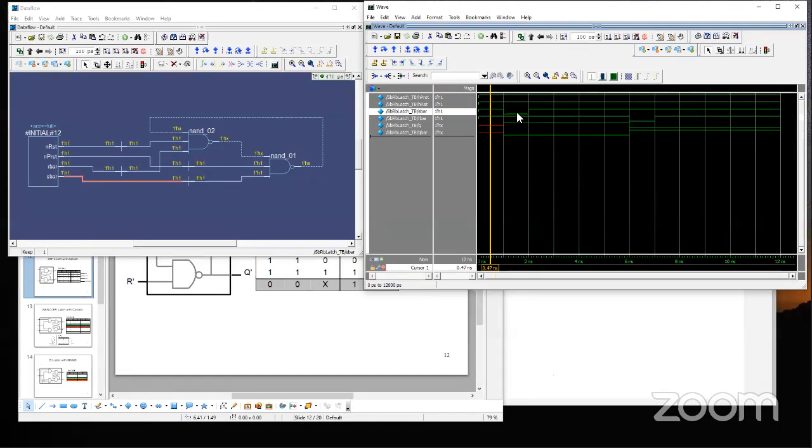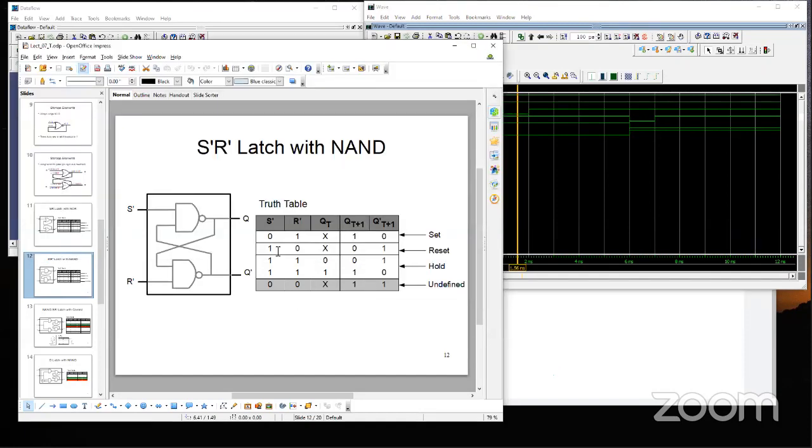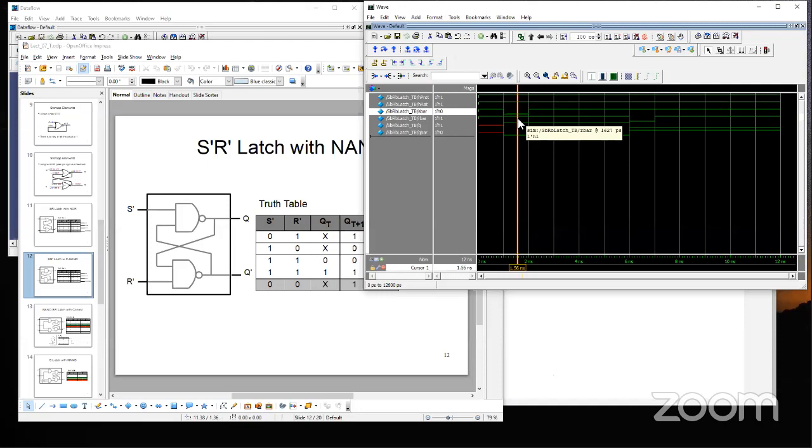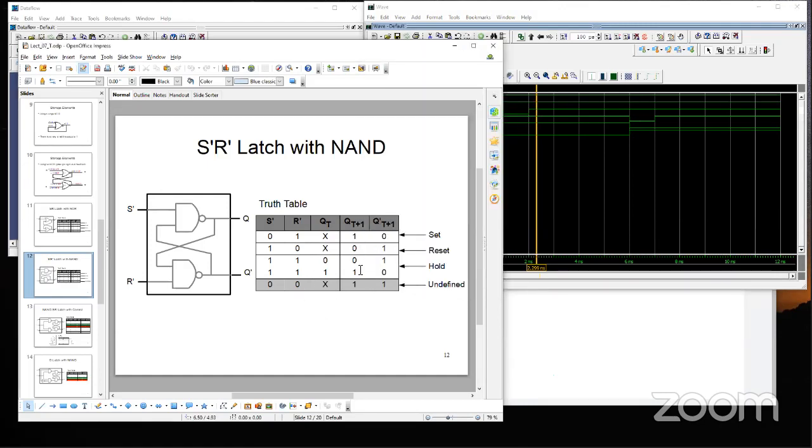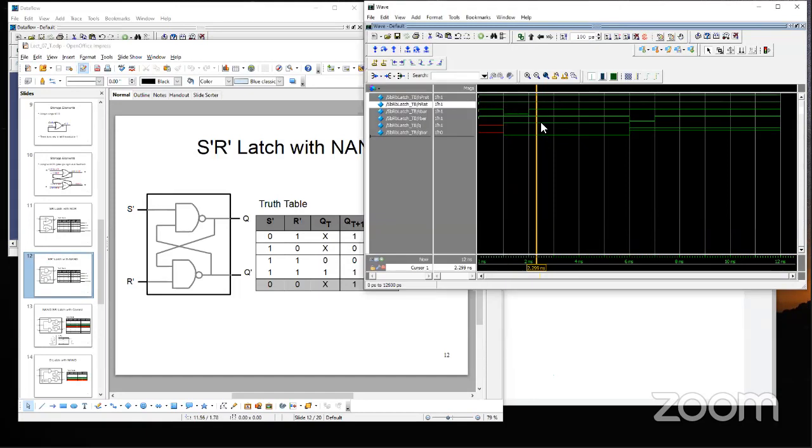Anyway, now at this point, we make S bar 0 and R bar 1. That makes the Q value go to 1, right? Just like this, 0, 1, and Q goes to 1. Now this becomes my current value. In the next operation, I make S bar 1. That's a hold condition. So S bar 1, Q 1, it will stay at 1. Q is staying at 1, Q bar is staying at 0, and this Q equal to 1 is my current state.